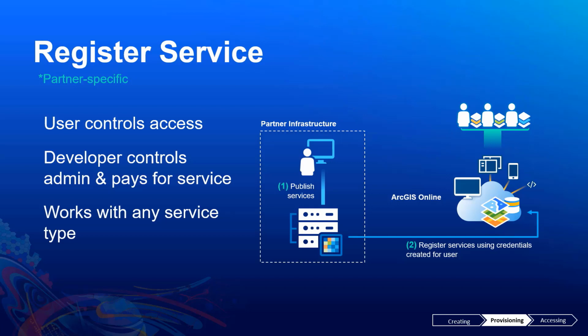So they would then reference that service and enter those credentials that you gave to them, and their organization would act as a proxy to that service. So the user in this scenario is controlling the access because when they request that service, it's grabbing the credentials that you gave to them and then forwards the request onto your server. But in this scenario, the developer controls the administration and pays for the services because the data is still living within your own environment. And this works for any service that you have set up in your own ArcGIS Online or ArcGIS Enterprise environment where the data is actually hosted.